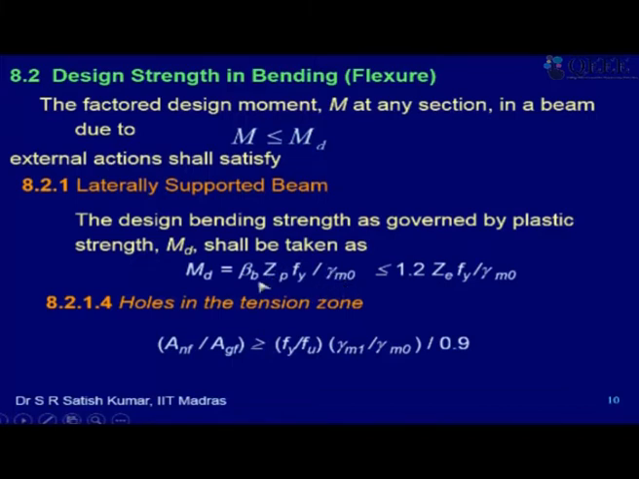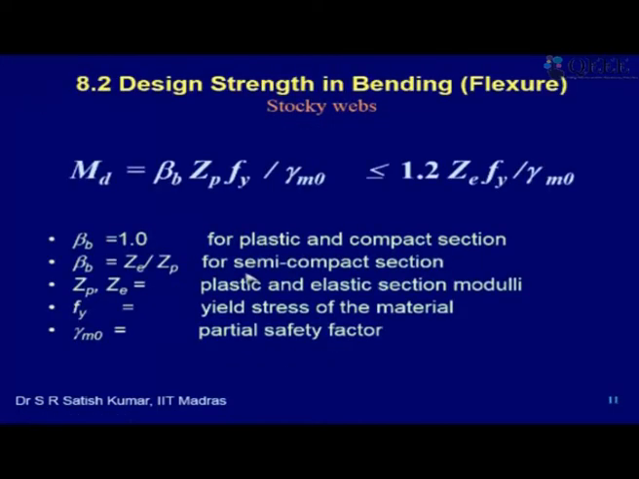So instead of writing that, the code has used a factor beta, and what it says is, for plastic and compact sections, you take beta as 1. So that means MD will be MP by gamma M naught. Okay. And for semi-compact sections, it says that you take beta B as ZE by ZP. So I'll substitute this here. What will happen is this ZP will get cancelled. So MD will come out as ZE Fy by gamma M naught, which is nothing but My by gamma M naught.